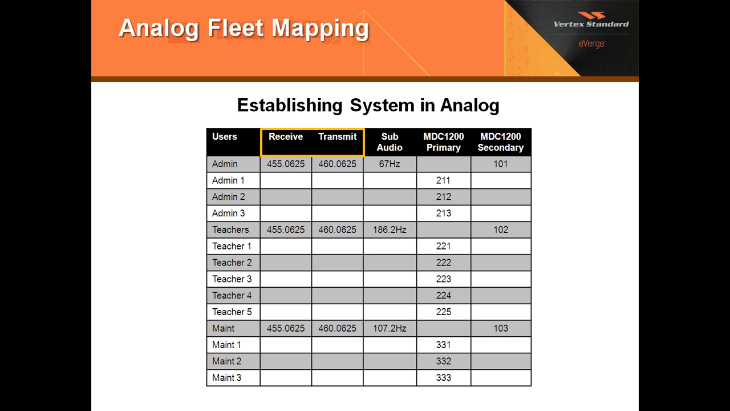And we have the transmit and receive frequency of our repeater, so you can see this for each of our groups. We're going to subdivide each of our groups using sub-audio. For this exercise, we're going to use CTCSS. We're now going to use MDC 1200 to assign individual IDs to each of the users, and MDC 1200 secondary for your groups.